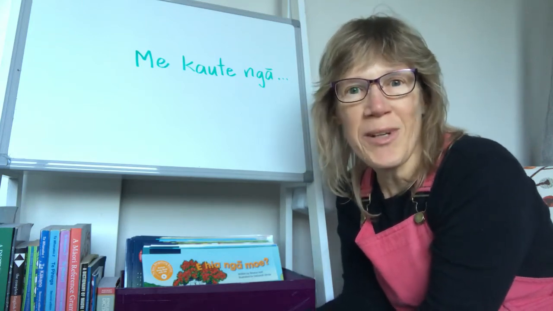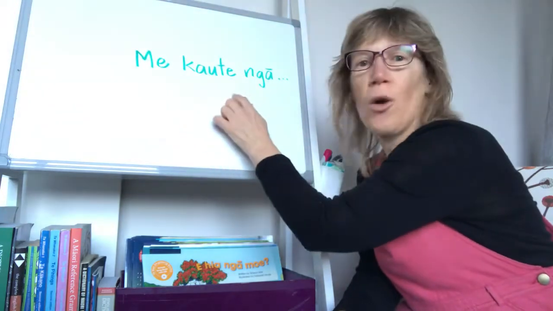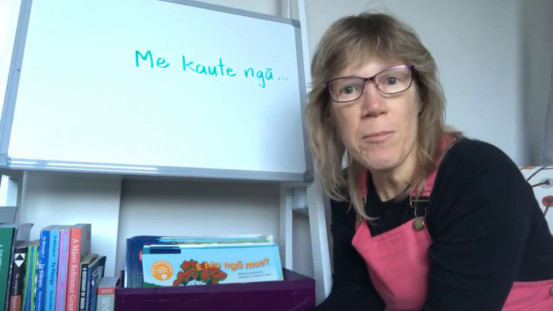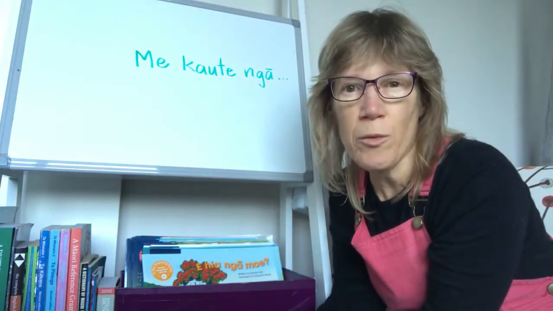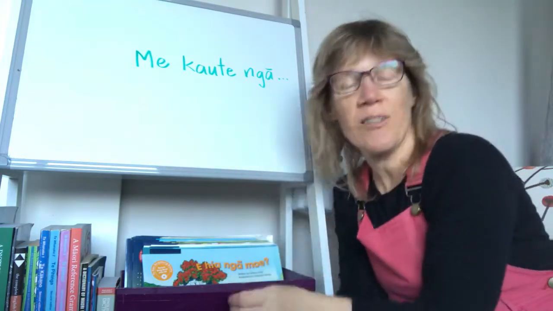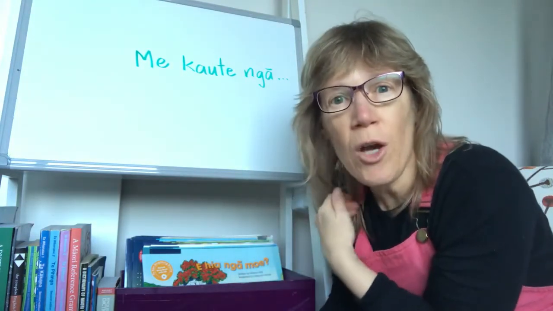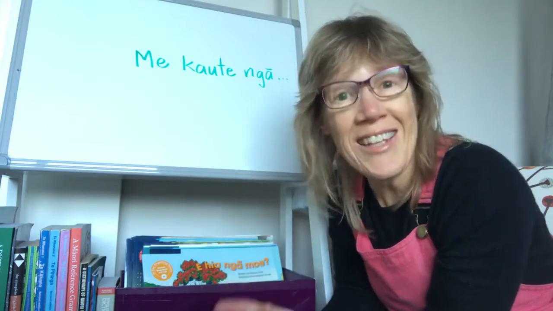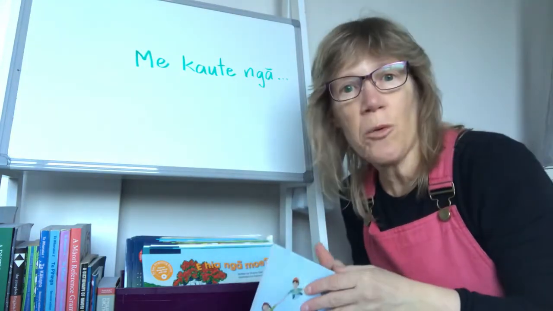The phrase for this week is me kaute ngā. Me means let's, kaute is one of the ways of saying count, and ngā is because there's a plural. So me kaute ngā means let's count the. And it appears in two of our books actually.